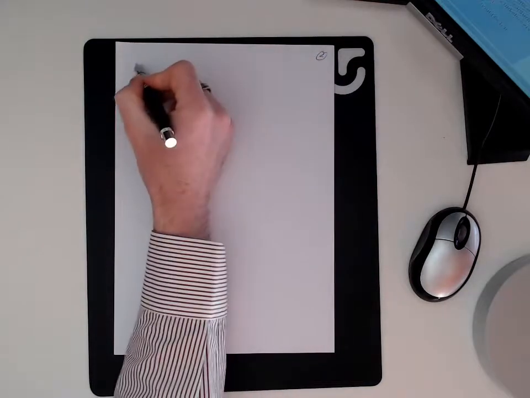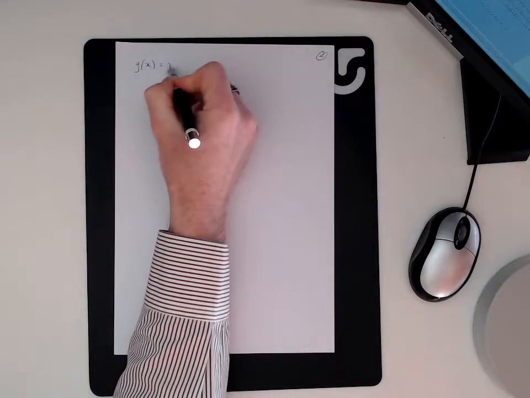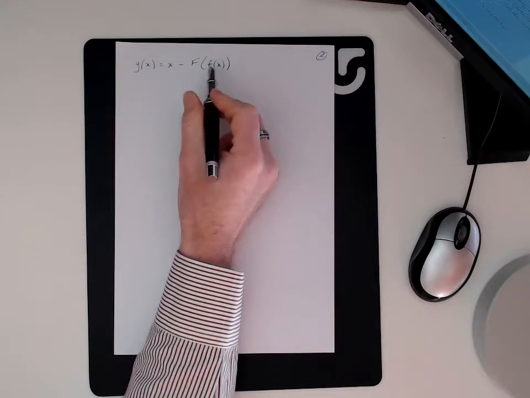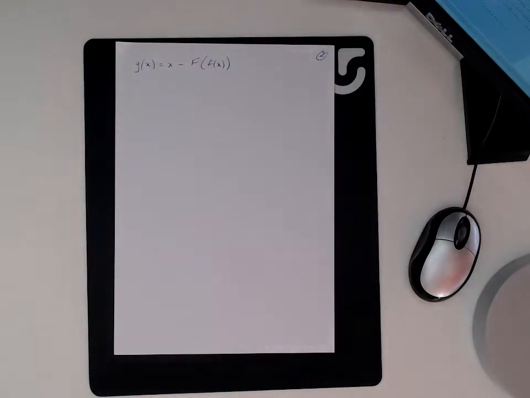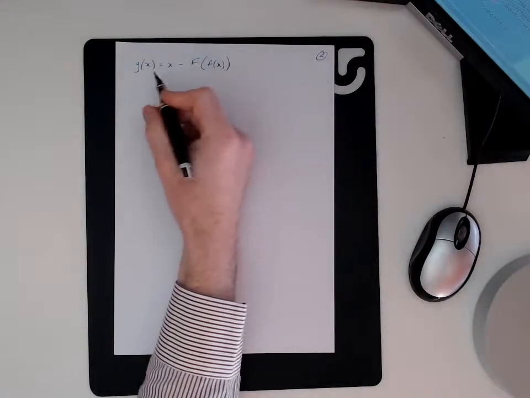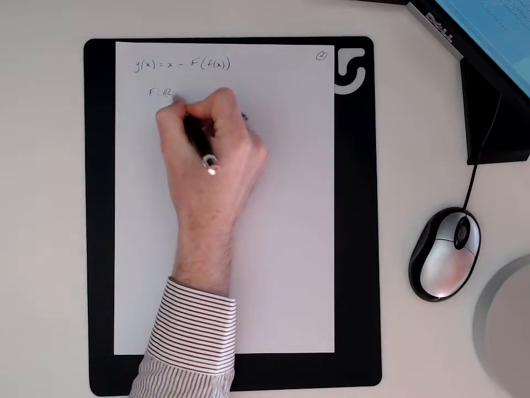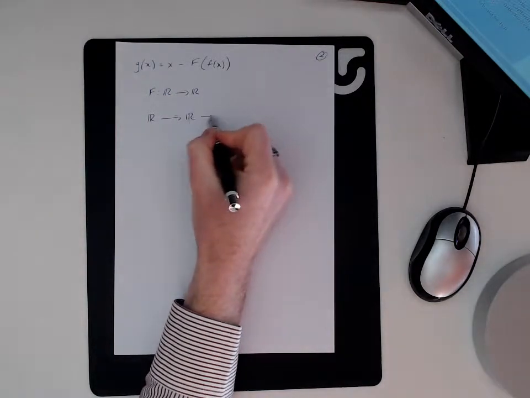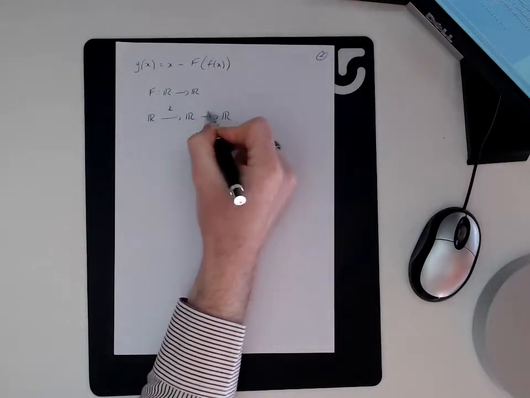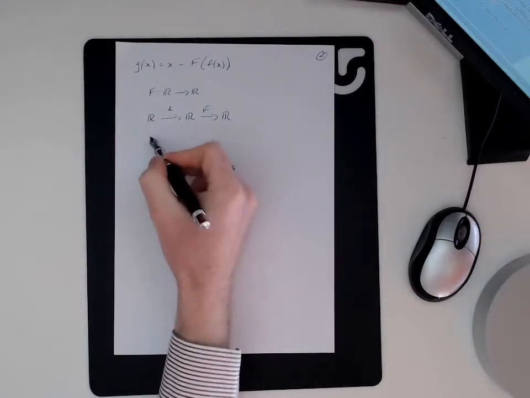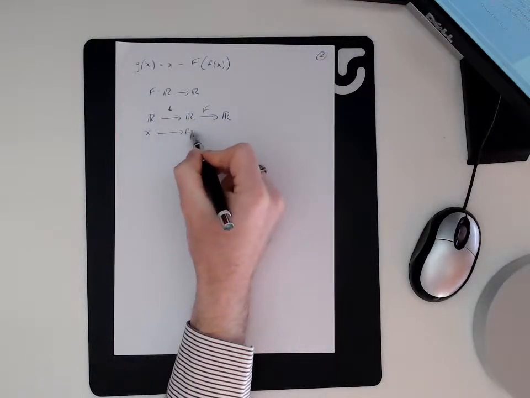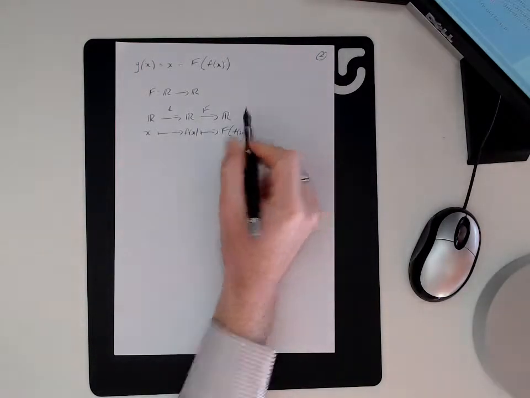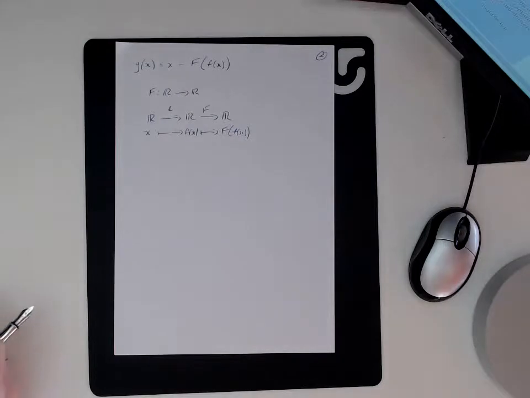Another example is g of x equal to x minus some rather more arbitrary manipulation. Here, f is a function from the reals into the reals. So we have reals to reals to reals, little f and capital F. x goes to f of x, which goes to capital F of x. Great.